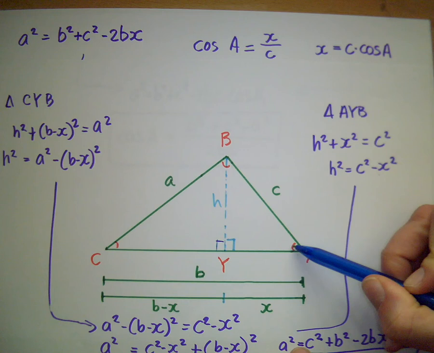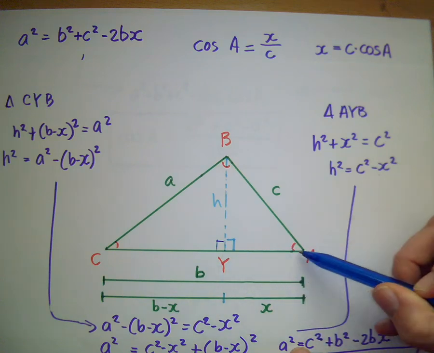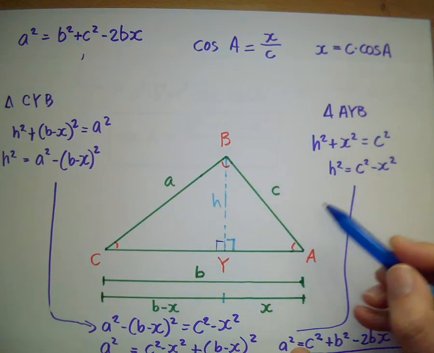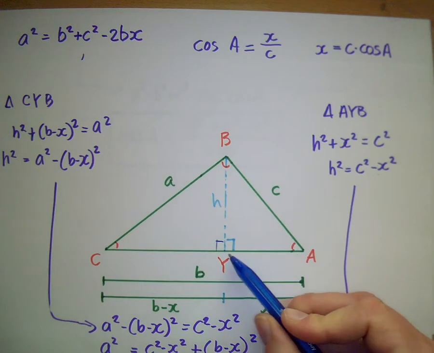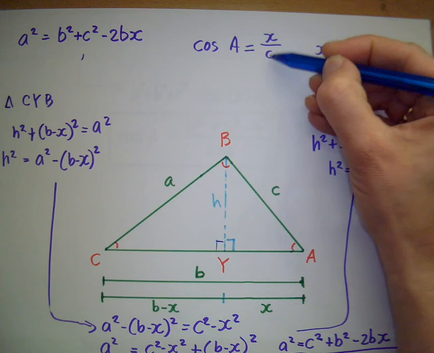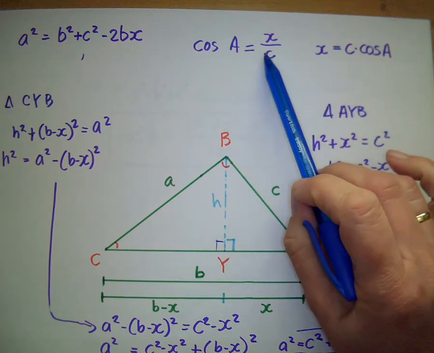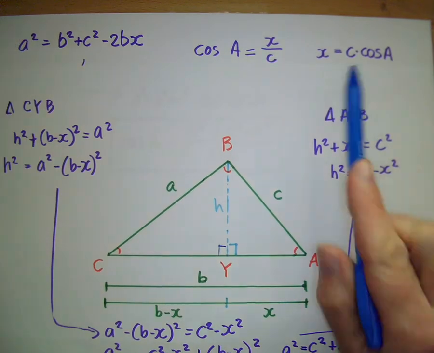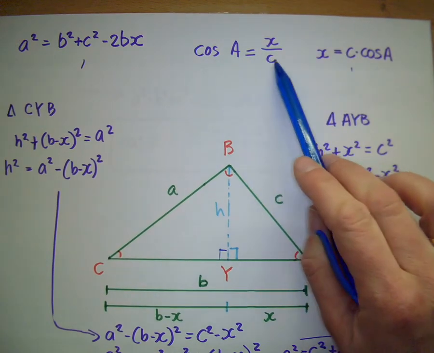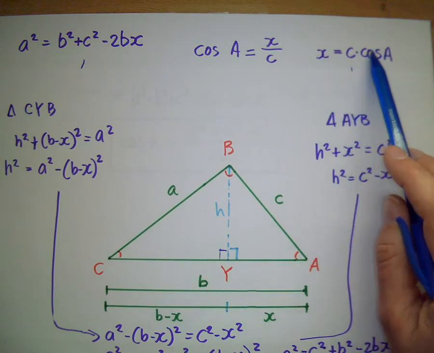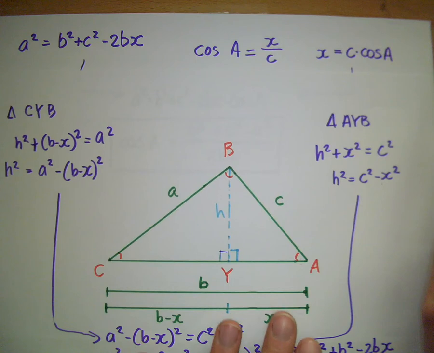The cosine of angle A, remember cosine is the adjacent side divided by the hypotenuse. Adjacent over hypotenuse. So the cosine of A is the adjacent side, x, divided by the hypotenuse, c. If I want to make x the subject of my equation, I multiply both sides by c, right? And get x equals c times the cosine of A.